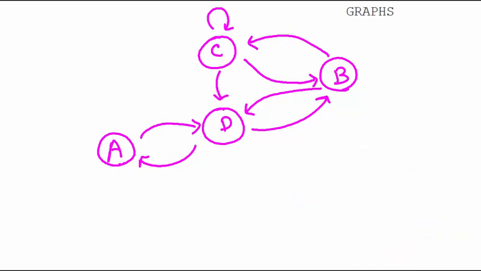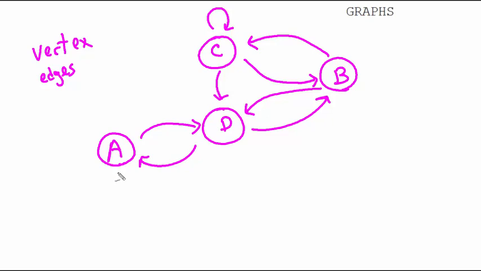A graph basically is a bunch of vertices, vertex is the word, which would be the nodes A and D and C and B, and edges. And the edges are the arrows that connect all of the vertices. This could be a group of cities connected by roads or an airline system connected by flights. We're going to use that analogy here.